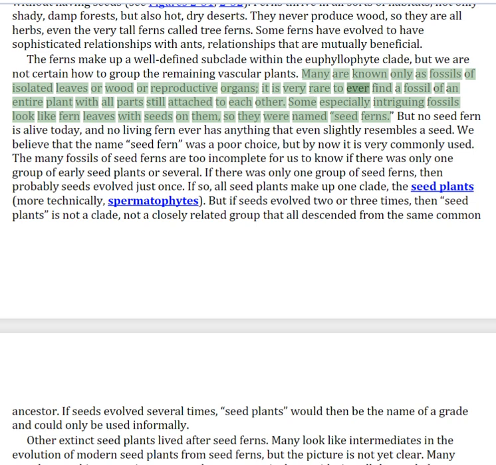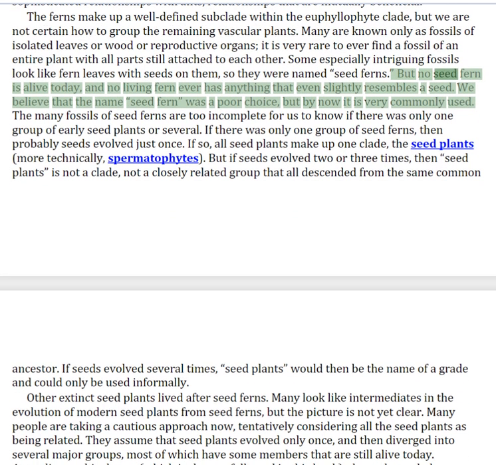It is very rare to ever find a fossil of an entire plant with all parts still attached to each other. Some especially intriguing fossils look like fern leaves with seeds on them, so they were named seed ferns. But no seed fern is alive today, and no living fern ever has anything that even slightly resembles a seed. We believe that the name seed fern was a poor choice, but by now it is very commonly used.